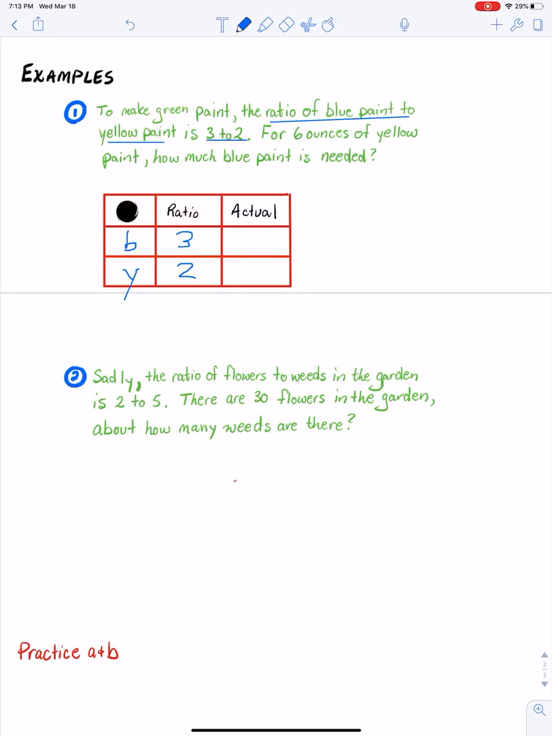On to my third column. The third column is all about that second sentence. When I read that second sentence, it says for 6 ounces of yellow paint, how much blue paint is needed? Well, the 6 is a yellow, so I'm going to put 6 in the yellow spot. And I'm going to put a question mark where the blue is because I don't know that. I actually have my ratio inside this box now. I'll circle it for you. Right there.